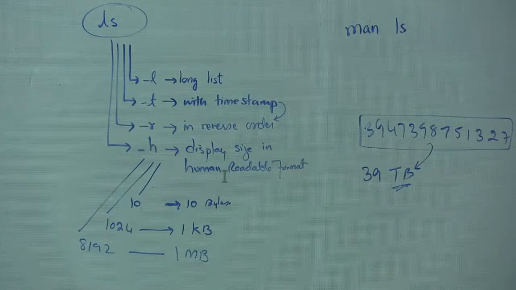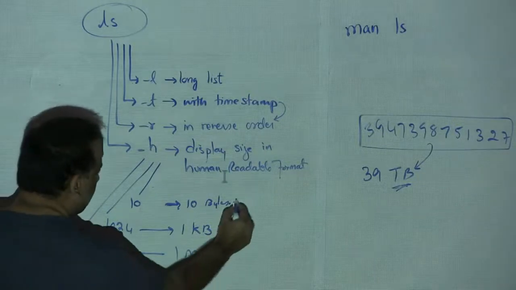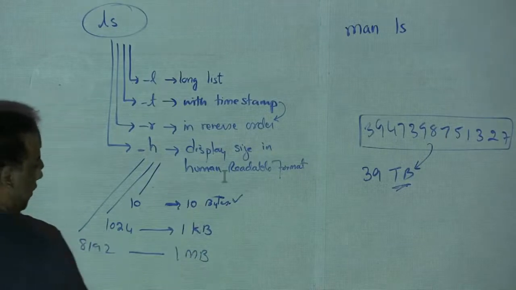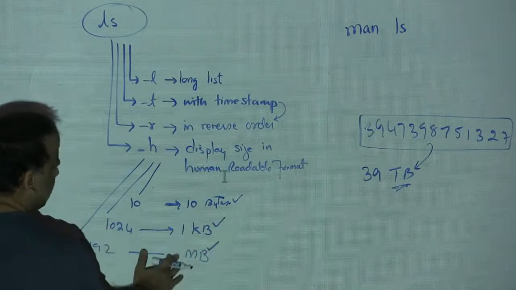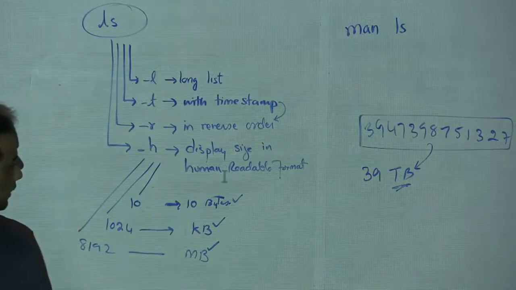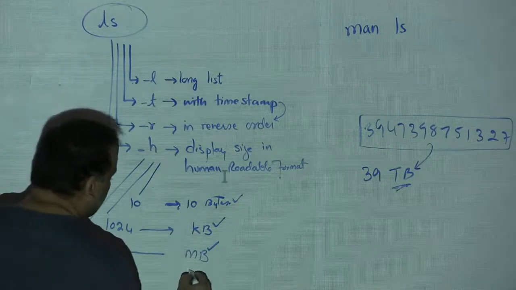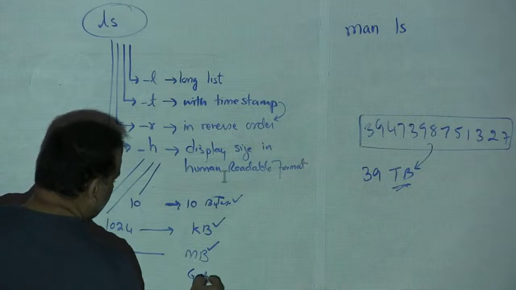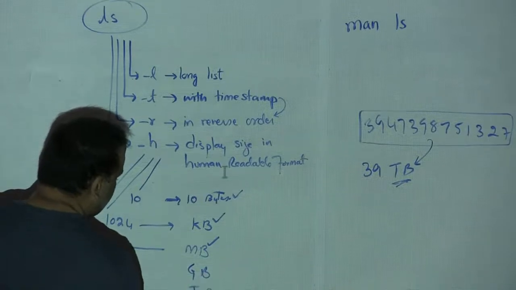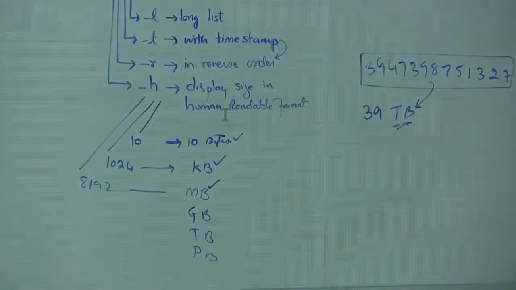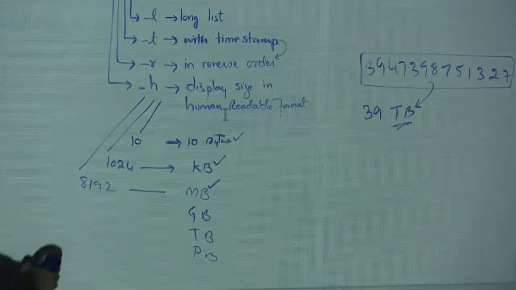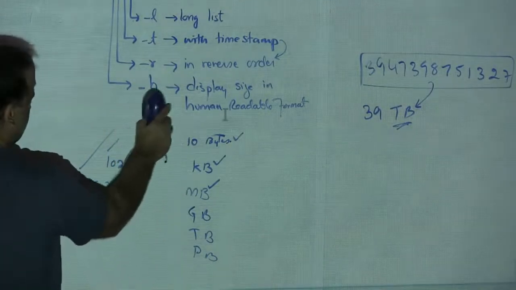So whichever number it matches, it will either show you in bytes if the number is so small, or kilobytes if it is more suitable, megabytes if it is a bigger number, or gigabytes, terabytes or petabytes and so on. That is what the -h is basically doing: performing the calculation on your behalf. That's why we call it human readable format.